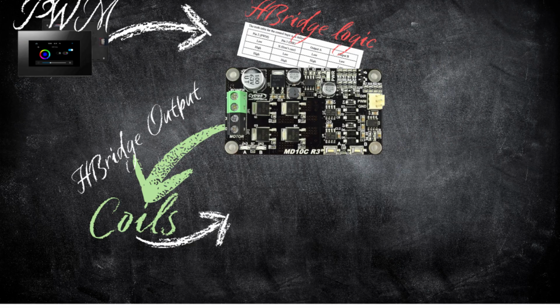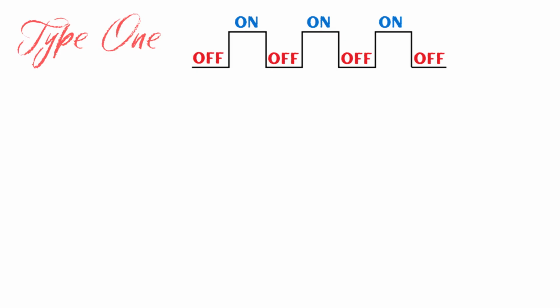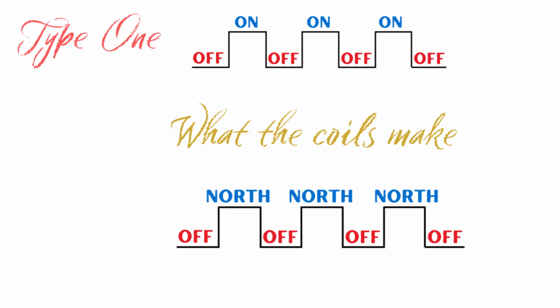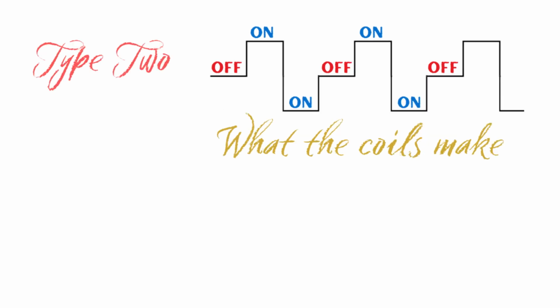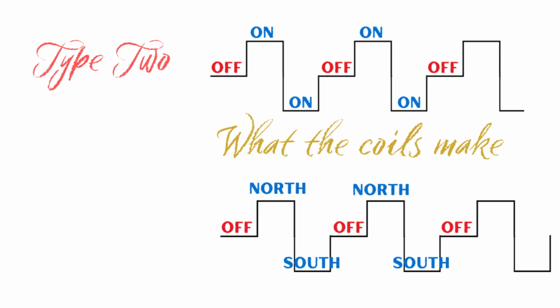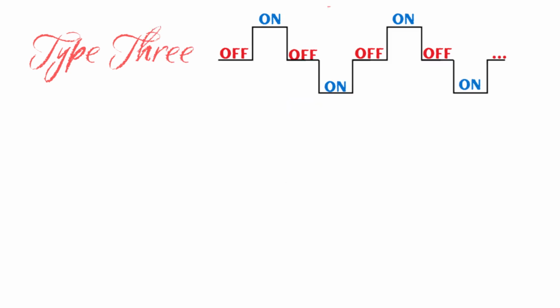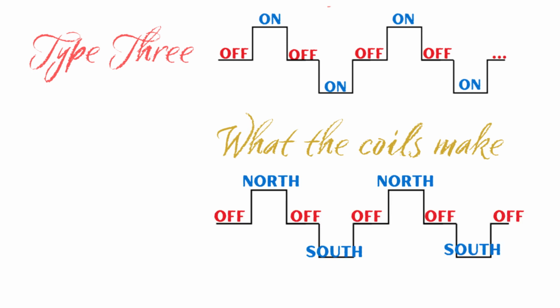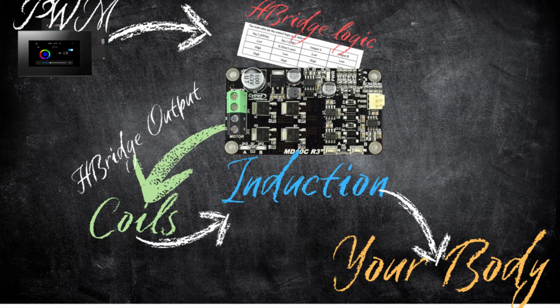Well, why you care is because of what's coming next, the way it's induced into the rest of the cell. Like, what does the coil make out of this, right? Because remember, you got an off on, so you got an off north, off north, off north, right? That's what the coils make. On this one, what you get is an off north followed by a direct south, off north, south, off. And on type 3, remember, you got that pause in between. So what the coil makes is basically an off followed by a north, an off, and then followed by a south. So you got that pause in between.